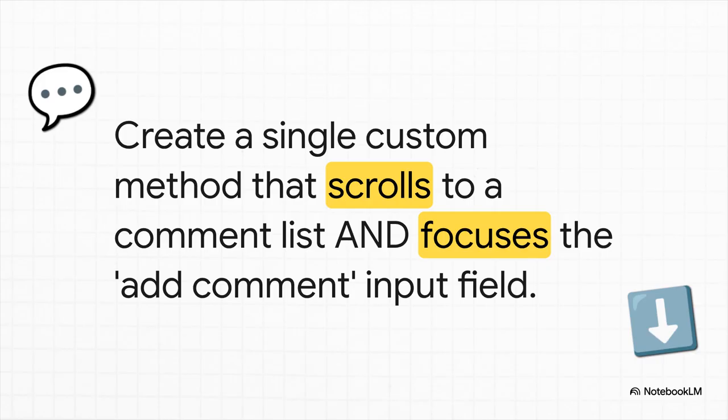Okay, for our next example, let's level up the complexity. Imagine you've got a blog post component. It's got a long list of comments, and at the very bottom, there's an input field to add a new comment. We want to give the parent one single method that does two things at once: scrolls down to the comments, and puts the cursor right in that input field.